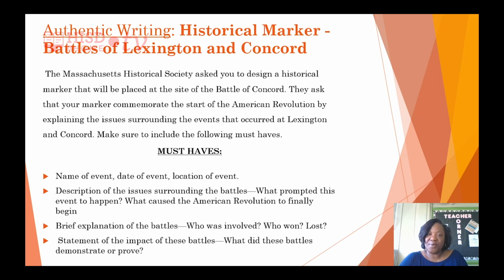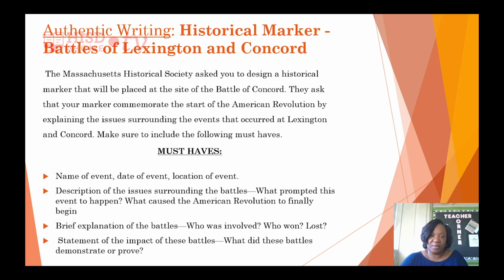Make sure that you have the following must-haves. You must have the name of the event, the date of the event, and the location of the event. You must have a description of the issues surrounding the battles, what prompted this event to happen, what caused the American Revolution to finally begin. You must also have a brief explanation of the battles, who was involved, who won, and who lost. And then finally, give me a statement of impact of these battles. In other words, what did these battles demonstrate?